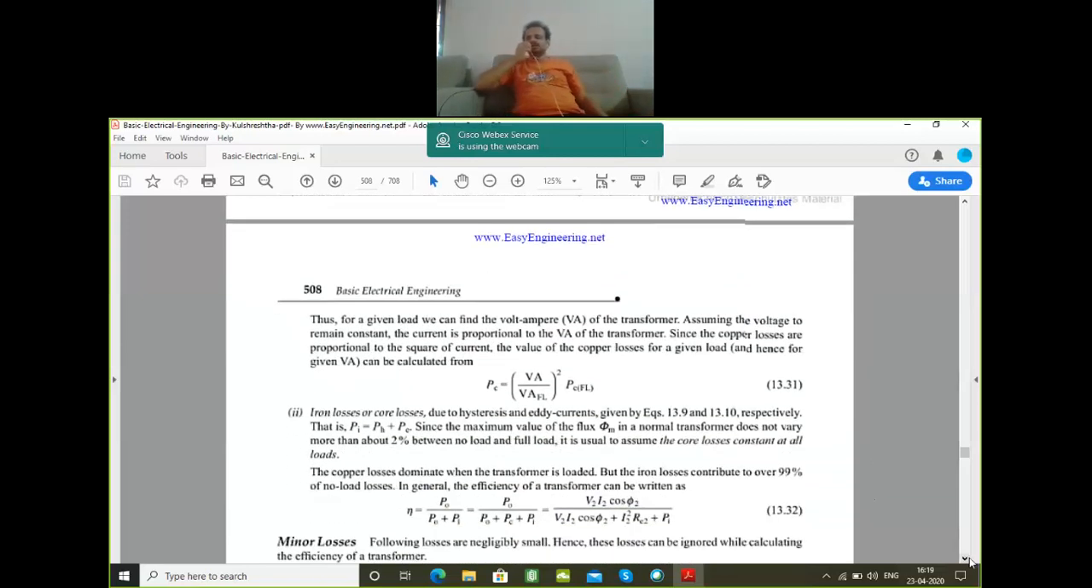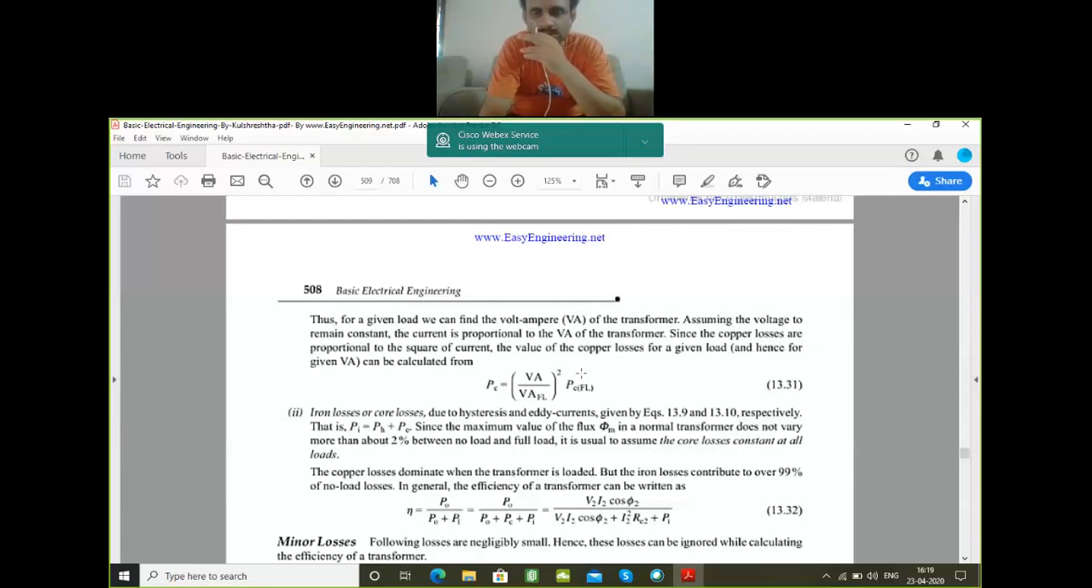Then we saw that under no load and full load conditions, we can express the copper losses. We came across a formula for copper loss under no load, which is equal to the square of the volt amperes divided by the square of the volt amperes at full load, into the copper loss at full load. This formula is the relationship between the copper loss at no load and the copper loss at full load.